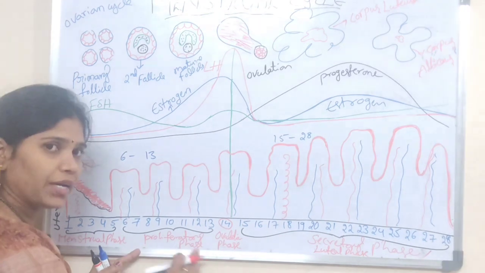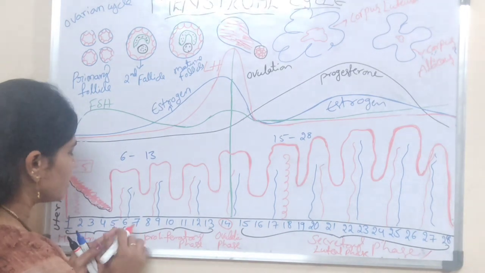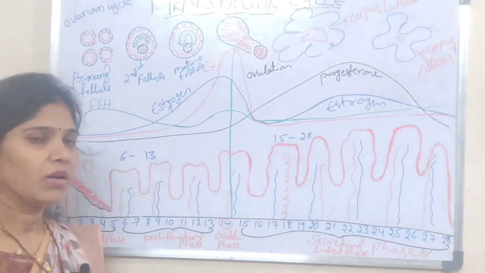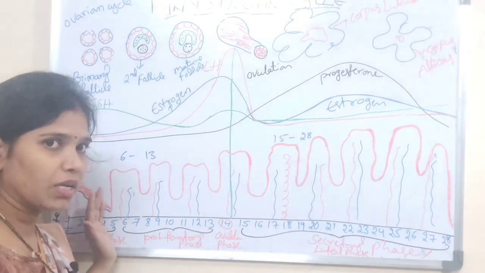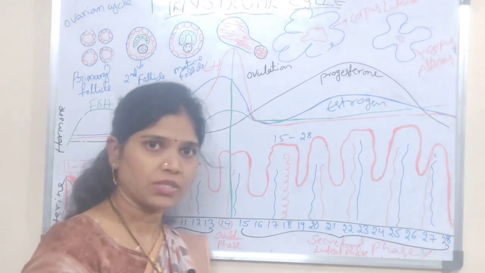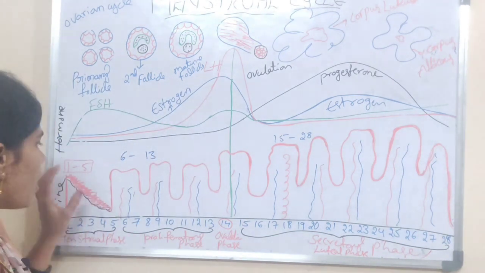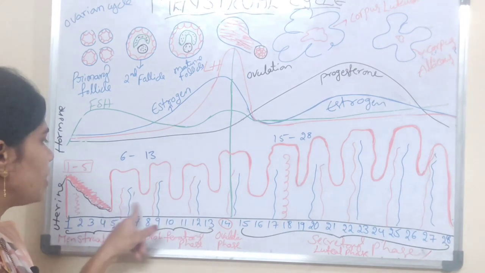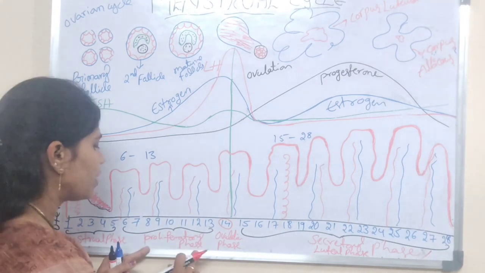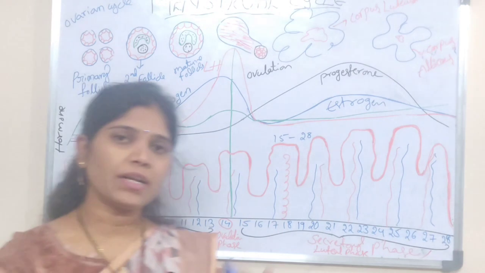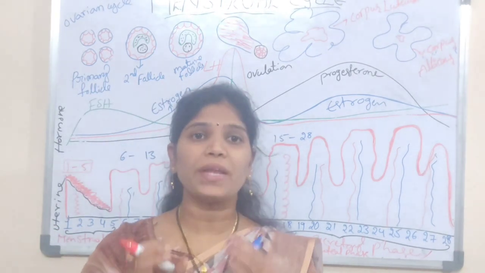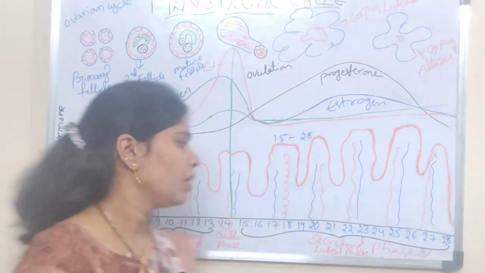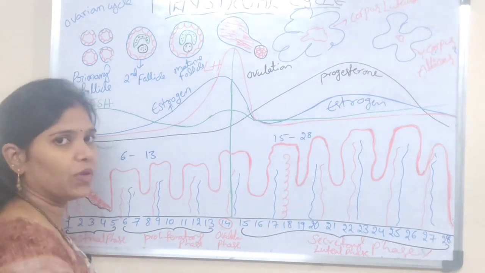And the second phase is called the proliferatory phase. It takes place from the 6th day to the 13th day. Mostly they get 1 to 5 days of menstruation, and after the 5th day, from the 6th day to the 13th day, this middle phase is called the proliferatory phase. This proliferatory phase is also called the pre-ovulatory phase. Why is it a pre-ovulatory phase? Because it is before the ovulation.